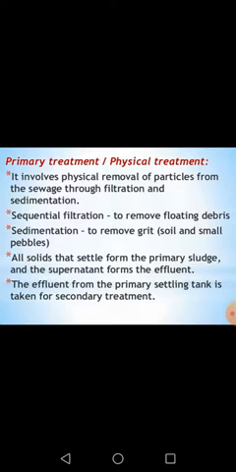Initially filtration takes place, means sequential filtration occurs, in which the floating debris over the sewage can be removed. And in the sedimentation process, basically we are going for the sedimentation of grit, means soil and small pebbles which are present in the sewage can settle down to the bottom. All the solids that settle down at the bottom are referred to as primary sludge, and the liquid which is floating over it is called the supernatant.